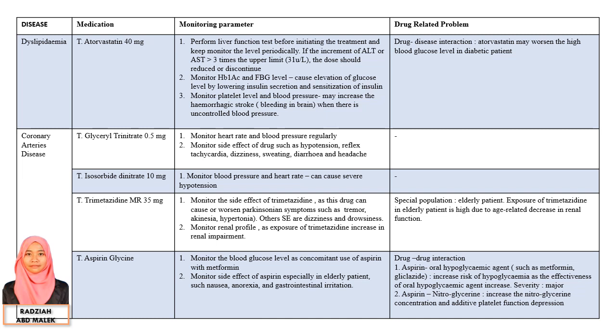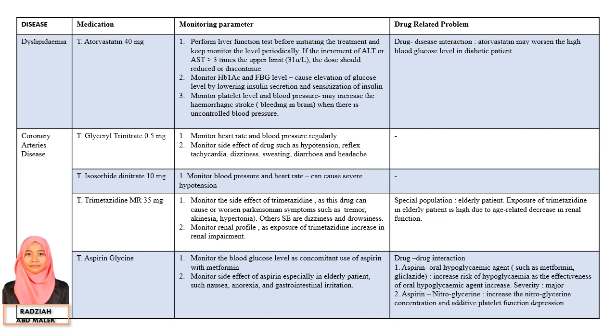For the coronary artery disease, for the GTN 0.5 mg, we need to monitor the heart rate and the blood pressure regularly. Second, we need to monitor the side effects of the drug such as hypotension, reflex tachycardia, dizziness, sweating, diarrhea and headache. For the isosorbide dinitrate, we also need to monitor the blood pressure and the heart rate because this drug can cause severe hypotension.